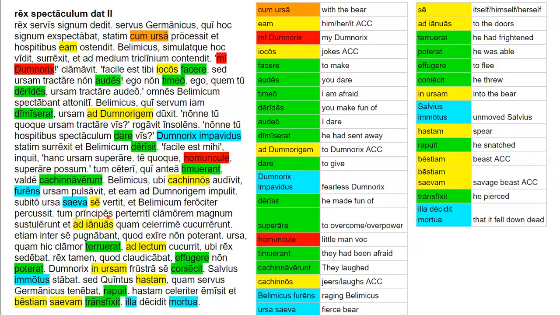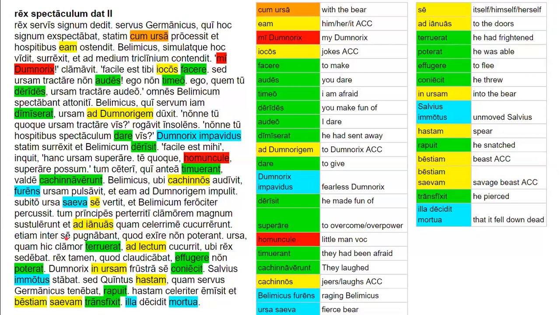Tum principes perterriti clamorem magnum sustulerunt, et ad ianuas quam celerrime cucurrerunt. So then the terrified princes raised a great clamor and ran towards the doors as quickly as possible. All right, so both perfect tense verbs. Quam celerrime introduces an adverbial clause of comparison.